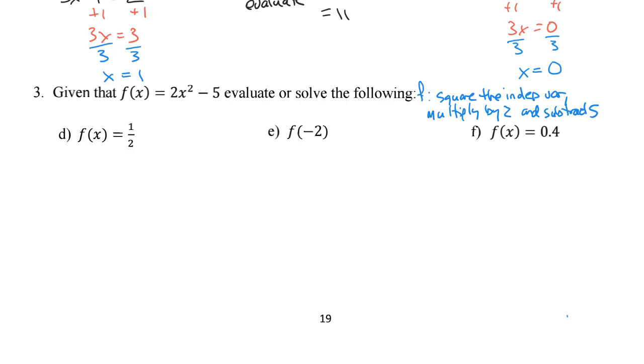So now over here for this first one, notice I've got f of x is equal to 1/2. So I'm putting a variable in where the independent variable goes. It's equal to a number. This is going to be a solve sort of a question, because f means square the independent variable, multiply it by 2, and subtract 5. So take the independent variable, which is x here, square it, multiply by 2, subtract 5. And then the equation tells us that that is equal to 1/2. So now this is an equation like I've worked with before that I can solve.